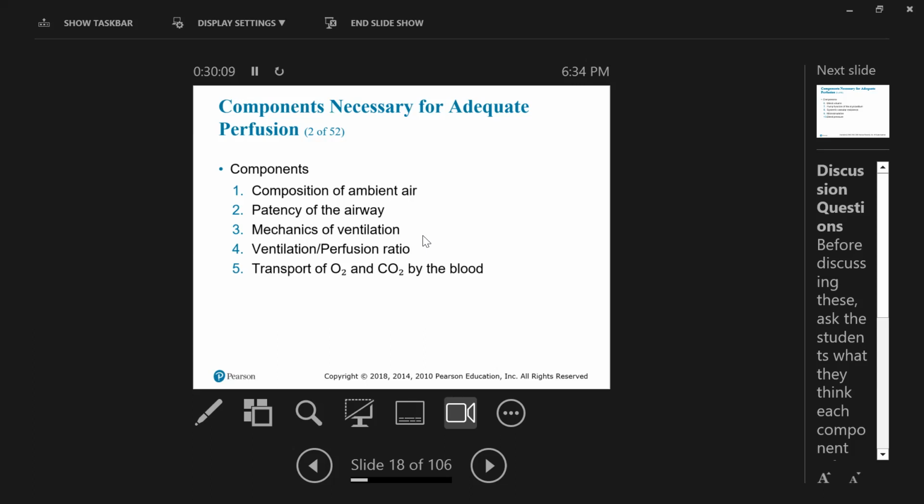Patency of the airway: the airway is closed. How do you open it up? Head tilt chin lift. How about if you suspect spinal injury? Jaw thrust, the modified jaw thrust maneuver. Let's say you want to keep it open, but you don't have the time to maintain them like that, what do you put in there?